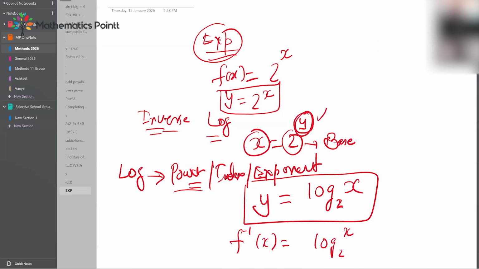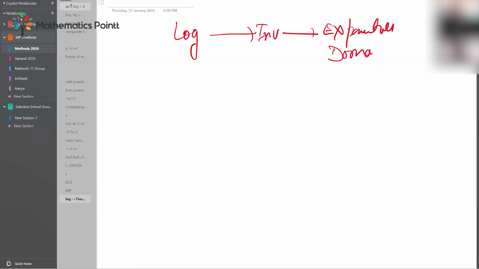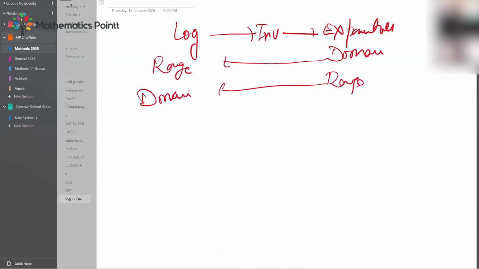Since logs are an inverse of exponentials, the domain of the exponential becomes the range of the log, and the range of the exponential becomes the domain of the log. Very, very basic stuff.